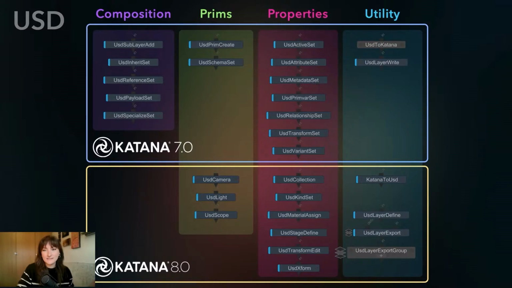So overall, the USD node set's been expanded with 13 new nodes being added. The other nodes that have been introduced allow you to create USD cameras, xforms and scopes, make native USD material assignments, make any transformation edits, change the kind, and set up stage-specific parameters such as your project directory that nodes downstream will be able to utilize.